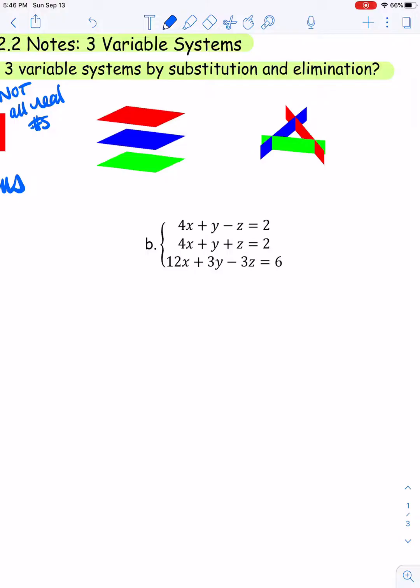In the third picture, it should be pretty easy to see that this would be no solution at all. We're trying to figure out where all three of our planes intersect, and it's very clear that they don't here, so this is no solution.